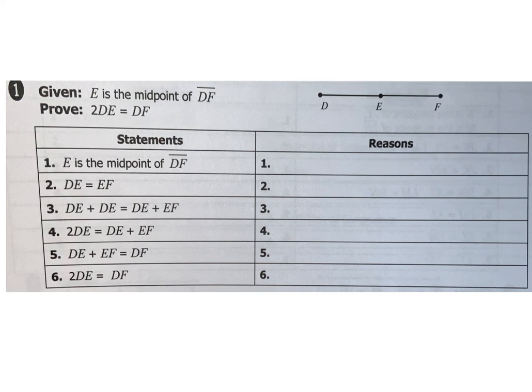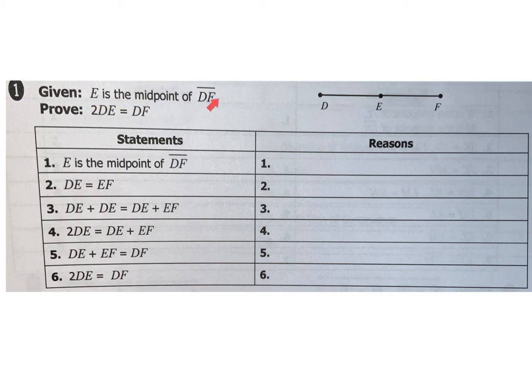This is how your proofs will typically be set up. Given E is the midpoint of DF, prove that 2DE equals DF, all right? I want to point out that they started out giving you a line segment, and then they went to the line measurements, okay? So it will look like this, and they gave you a picture.